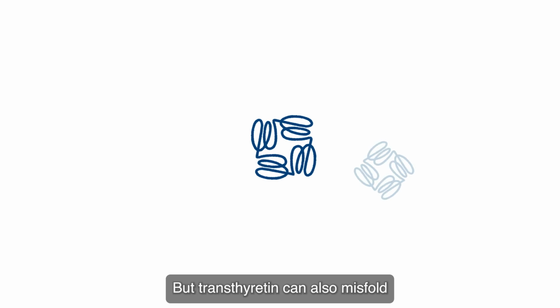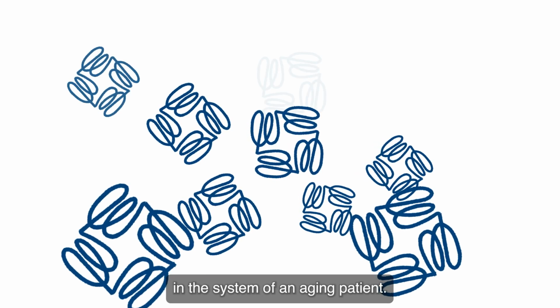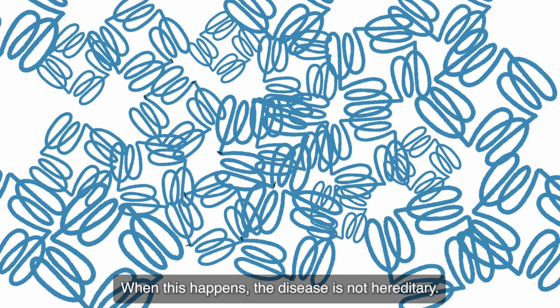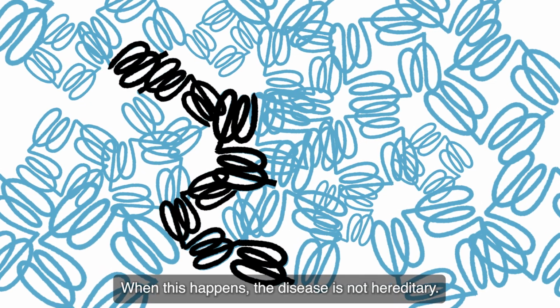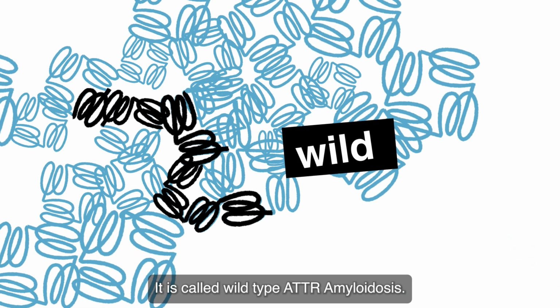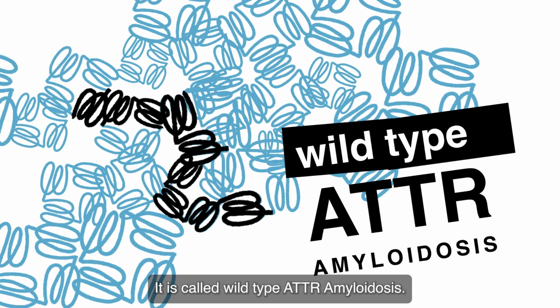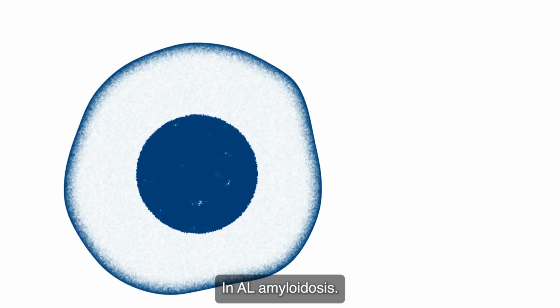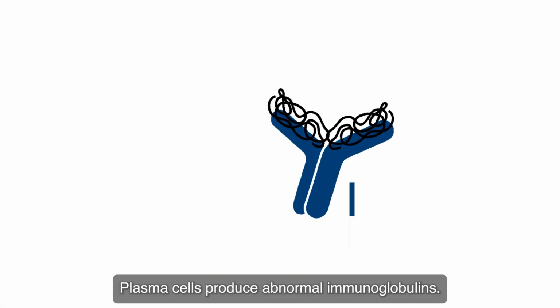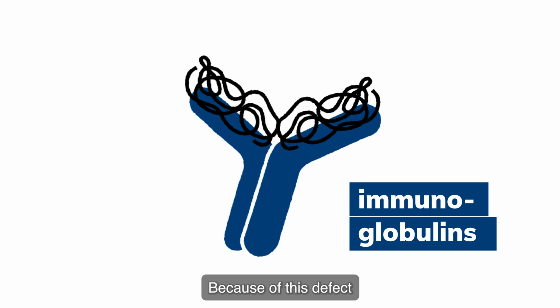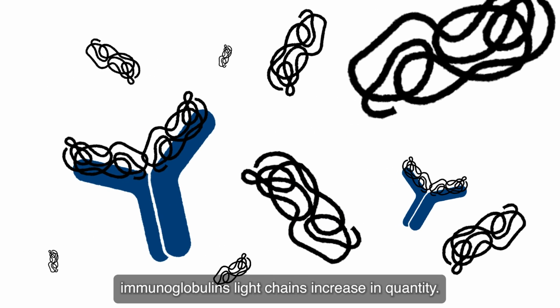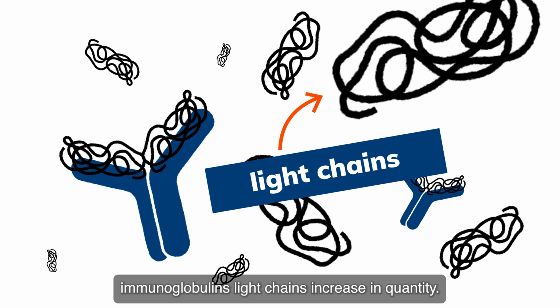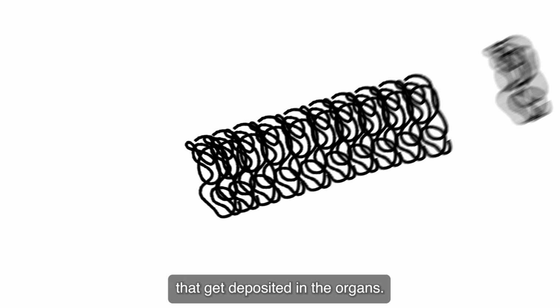But transthyretin can also misfold because of its accumulation in the system of an aging patient. When this happens, the disease is not hereditary. It is called wild-type ATTR amyloidosis. AL amyloidosis is acquired. In AL amyloidosis, plasma cells produce abnormal immunoglobulins. Because of this defect, immunoglobulin light chains increase in quantity. They aggregate in fibrils that get deposited in the organs.